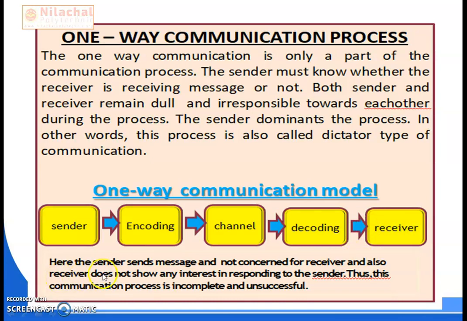So therefore, here the sender sends the message and is not concerned for the receiver, and also the receiver does not show any interest in responding to the sender. So when there is no response from the receiver to the sender, this communication becomes incomplete and unsuccessful.